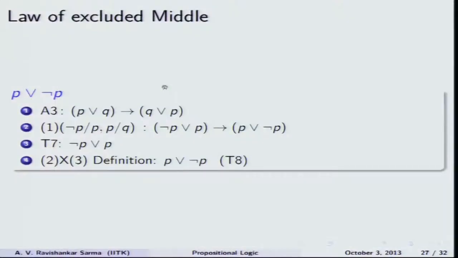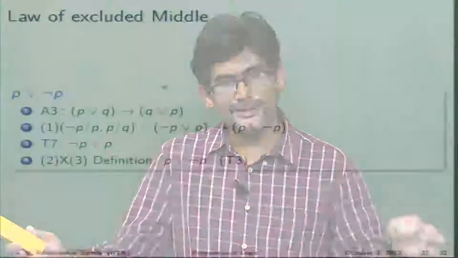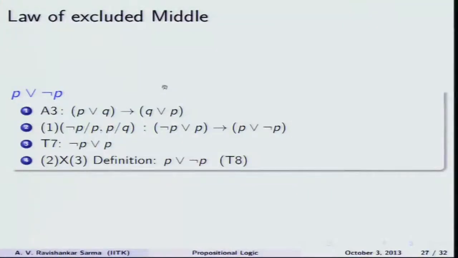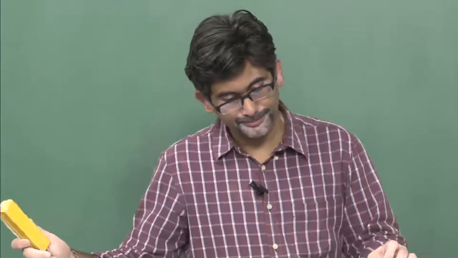The law of excluded middle states that a proposition is either P or it is not P, but not the other way around. Not P or P is not considered to be the law of excluded middle, but P or not P is. This holds in classical logics, but it may not hold in many other situations, such as examples from day-to-day discourse.